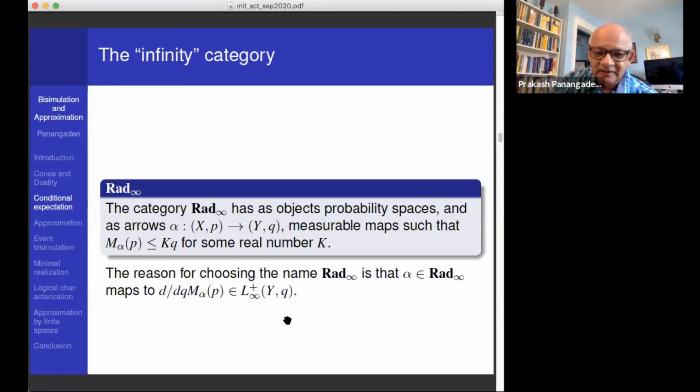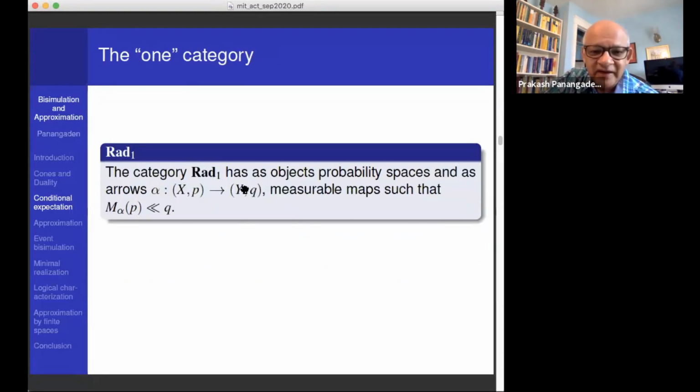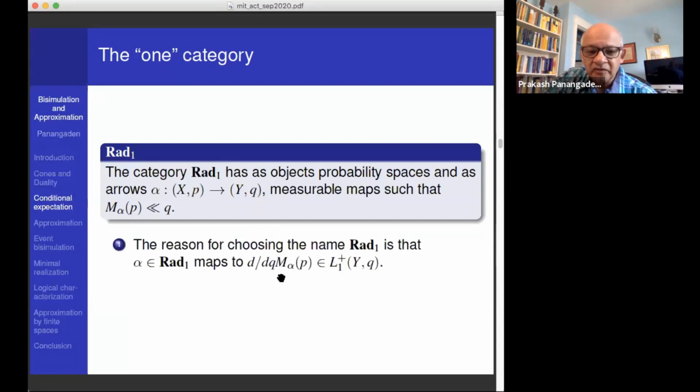Similarly, the category Rad 1 has objects probability spaces and has arrows measurable functions that satisfy this condition: the image measure is required to be absolutely continuous with respect to Q. And again, if you take the image measure and its Radon-Nikodym derivative, you'll get an L1 function rather than an L infinity function.